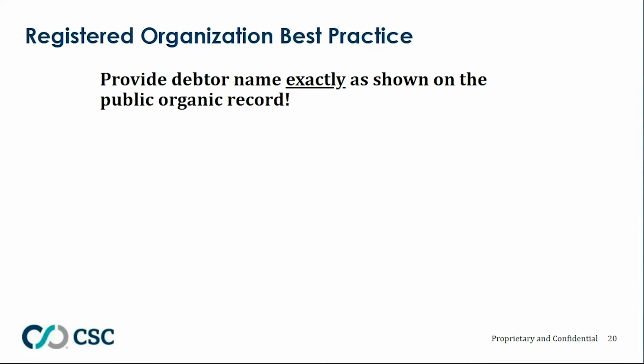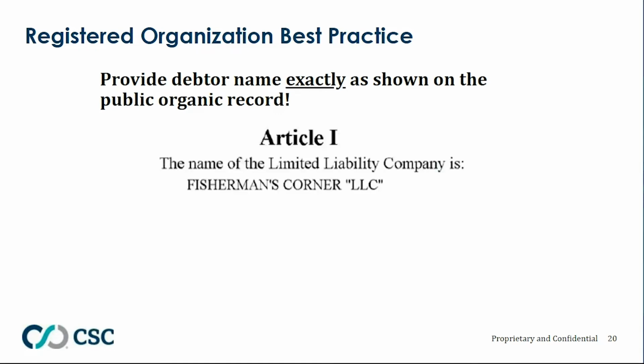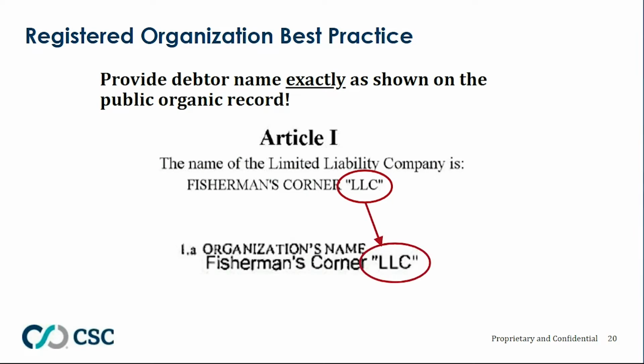So best practice when it comes to registered organization is always provide the debtor name exactly in the public organic record, even if it looks a little funny. Here we have Articles of Incorporation, so the public organic record for Fisherman's Corner LLC, and for some reason they put LLC in quotation marks, which I've never seen before or since. But the secured party that filed on this, they got it right. They included the quotation marks around LLC in the name of the debtor on the financing statement. That's the proper way to do it. It should be exactly as it appears on the public organic record.